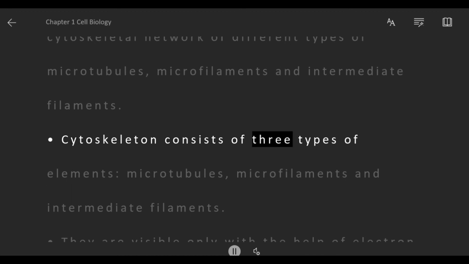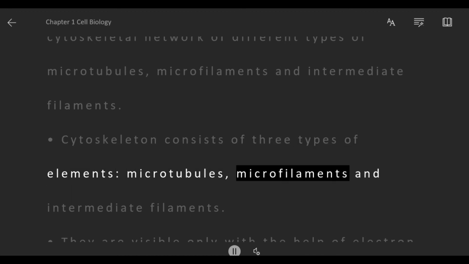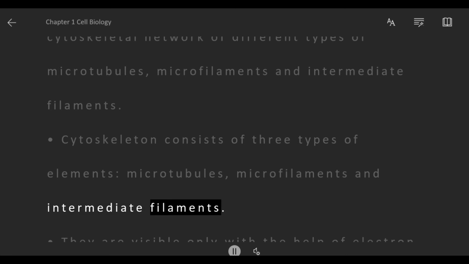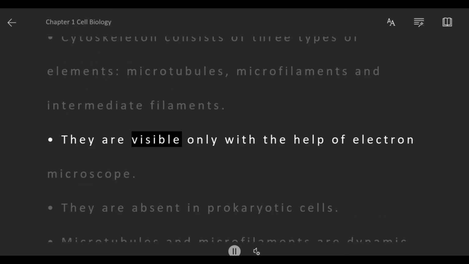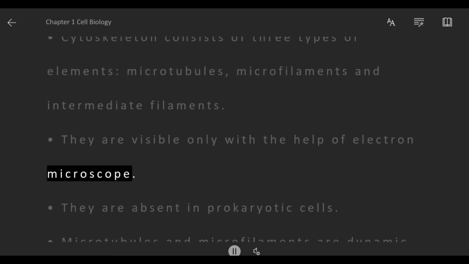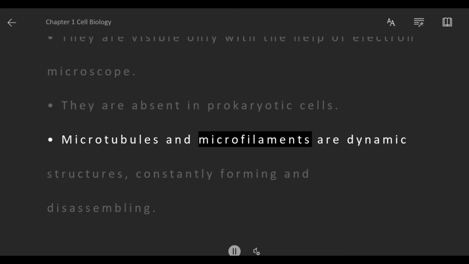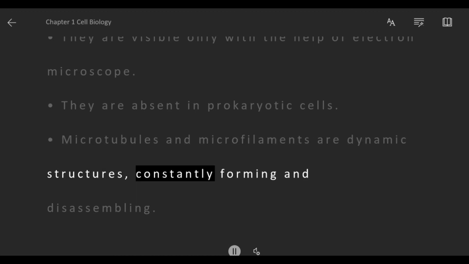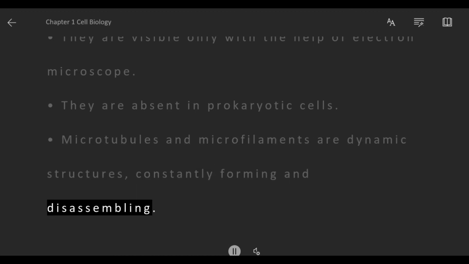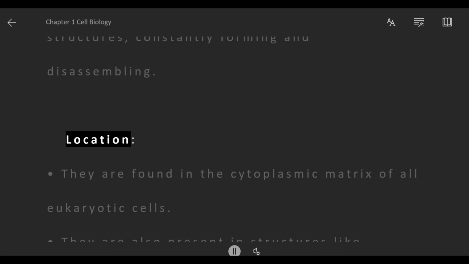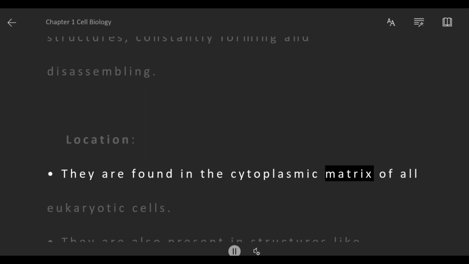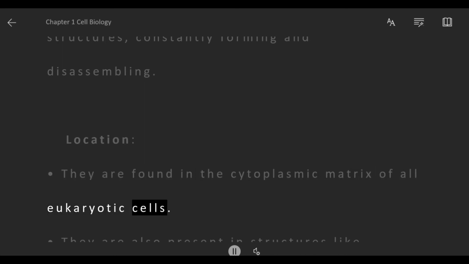The cytoskeleton consists of 3 types of elements: microtubules, microfilaments and intermediate filaments. They are visible only with the help of an electron microscope. They are absent in prokaryotic cells. Microtubules and microfilaments are dynamic structures, constantly forming and disassembling. Location: they are found in the cytoplasmic matrix of all eukaryotic cells.